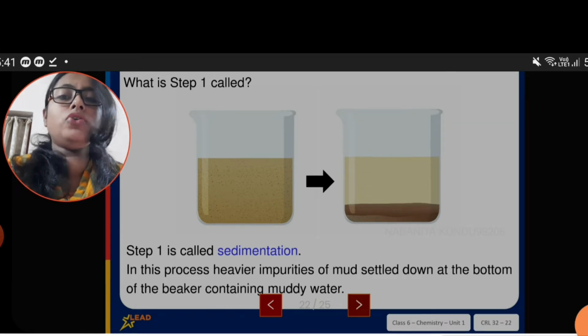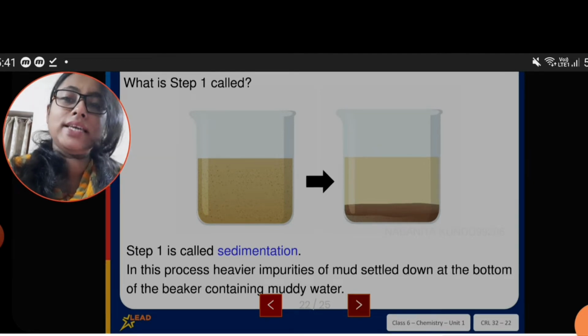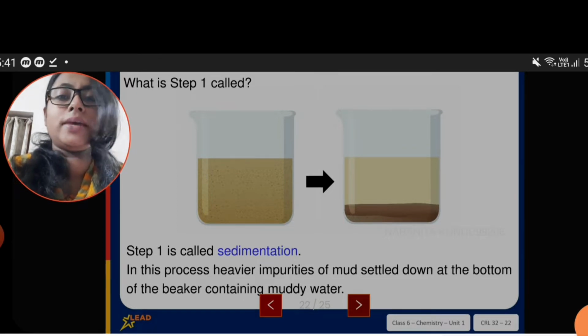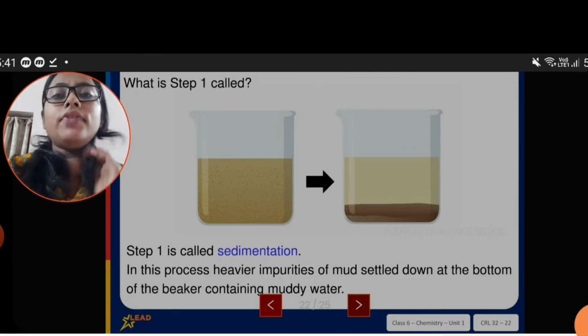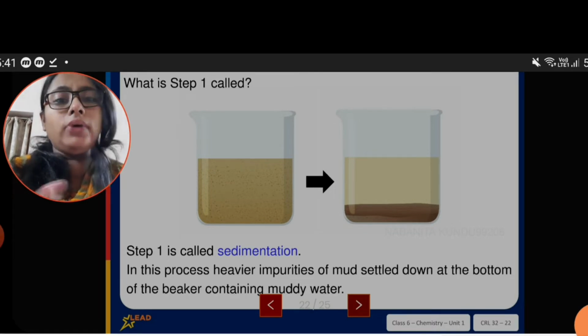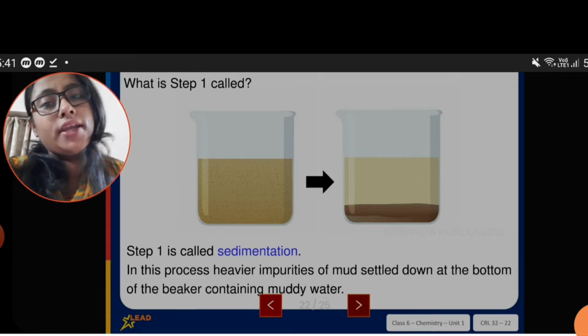Okay, so to separate this type of solid from the liquid, what steps can we follow? That is what we discussed yesterday, where we discussed three steps. So now I will just show you how these steps will be helpful for the separation of the solid from the liquid.